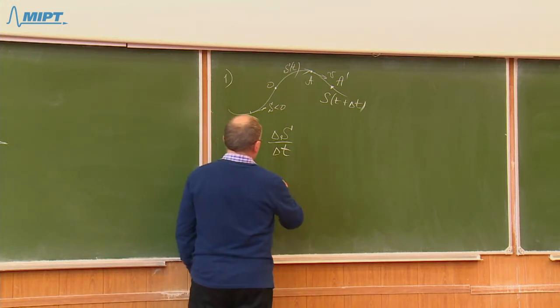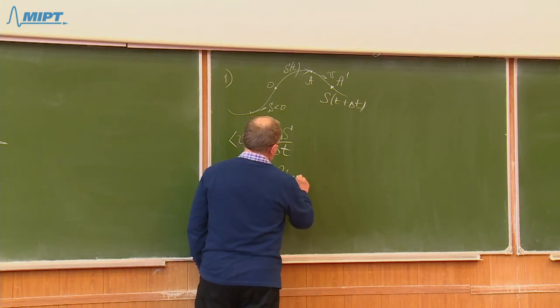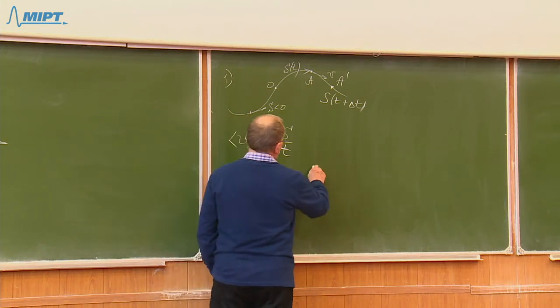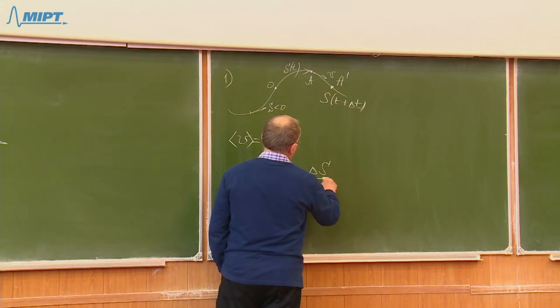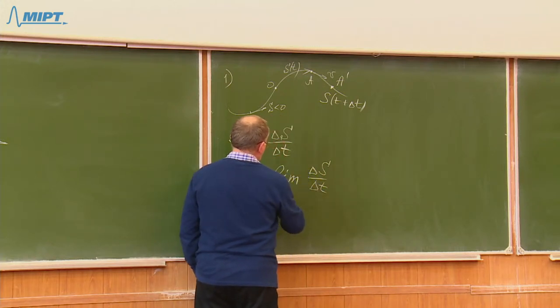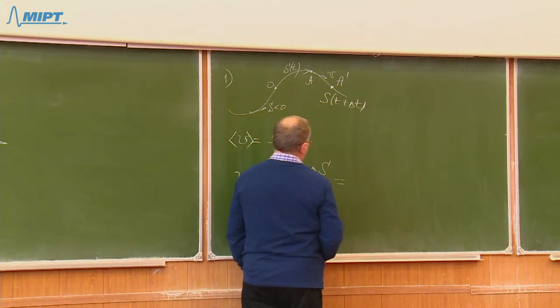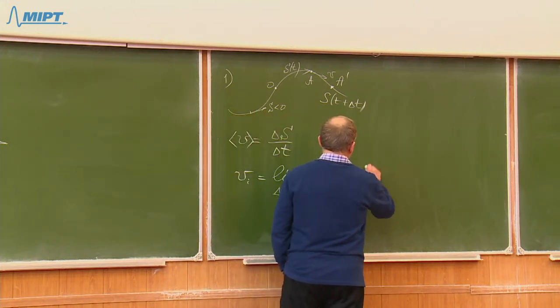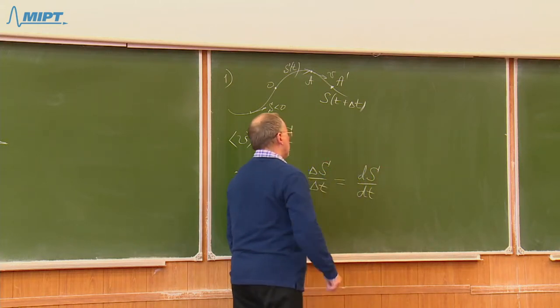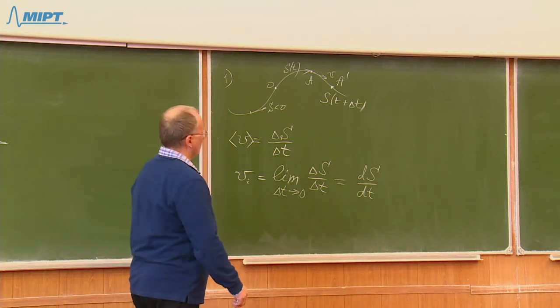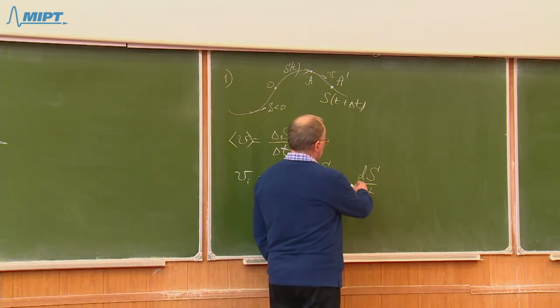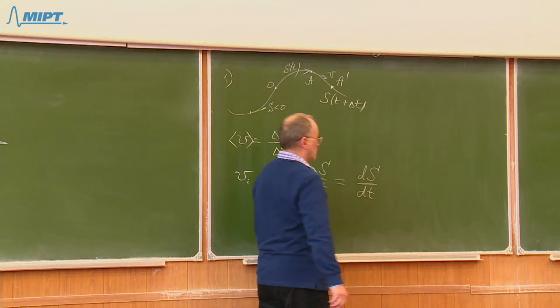In mathematics, this would be written as the limit of delta S over delta T when delta T tends to zero. And in physics, it's denoted by dS over dt. That is the differential of S divided by differential of T.